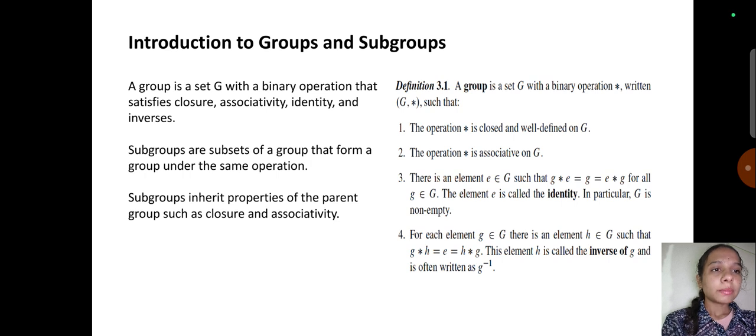For each element g belonging to capital G, there is an element h belonging to capital G such that g * h equals e equals h * g. This element h is called the inverse of small g and is often written as g inverse, and this is about the introduction of groups and subgroups.